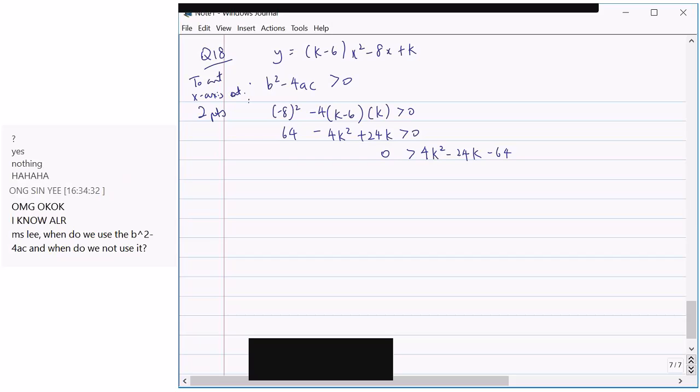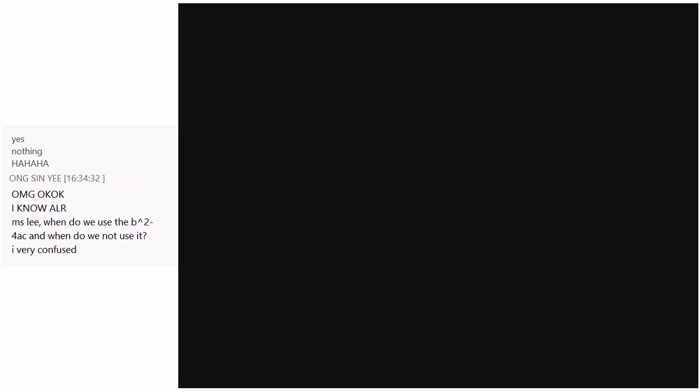When do we need to use it? Okay, I answer Xingyi's question first. Yeah, you use the discriminant whenever you are dealing with, number one, nature of roots. If the question says something like the quadratic function has 2 real roots or 1 real root or no real roots, then you always have to look at the discriminant. Okay, that's the first case.